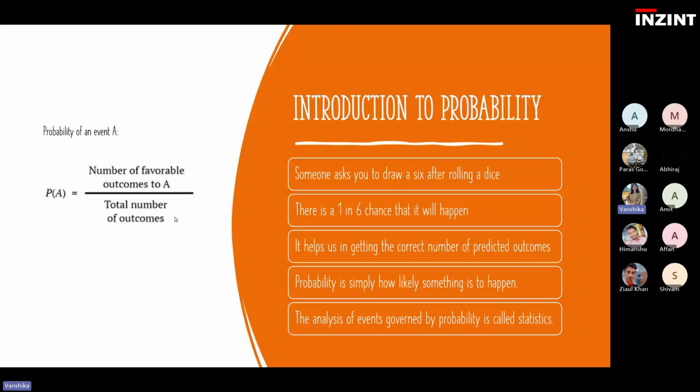The basic probability formula. Now, what does probability help us with? It helps us get the correct number of predicted outcomes, and it tells us how likely something is to happen. When we have probability, we analyze these events, and that analysis of probability is done with the help of statistics. So whenever you study probability, you also have to study statistics if you want to use them in machine learning.